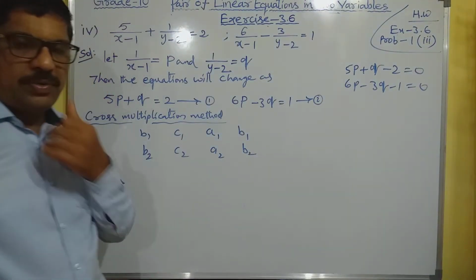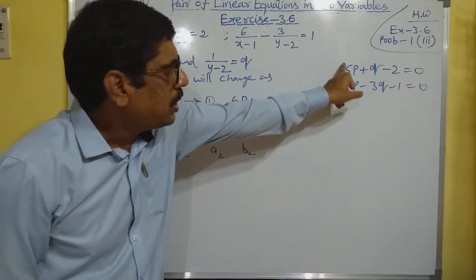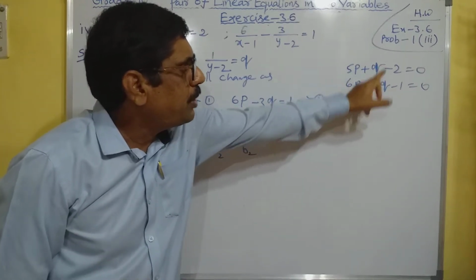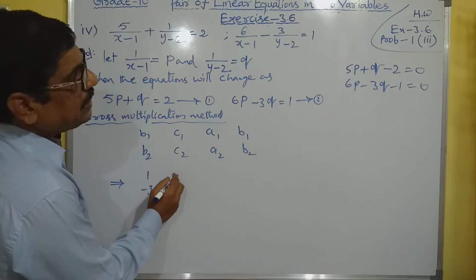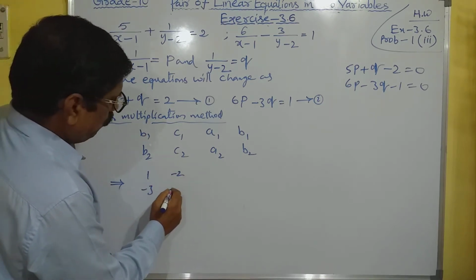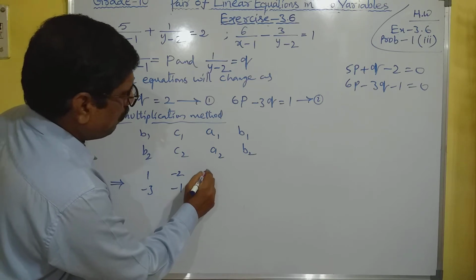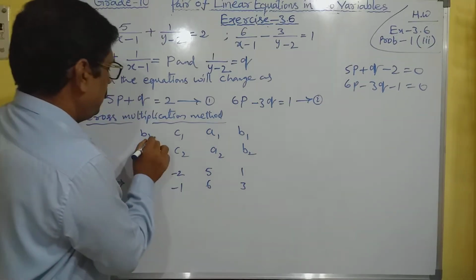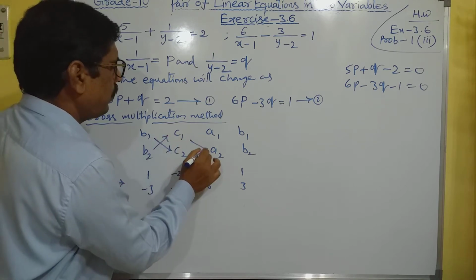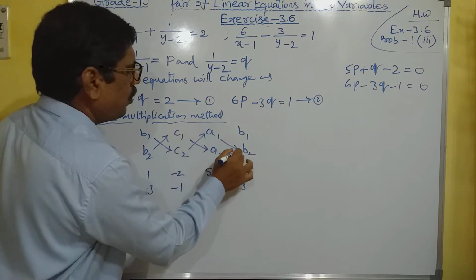Now you look at this. It is very clear to understand. A1, A2, B1, B2, C1, C2. B1, B2 are 1, minus 3; C1, C2 are minus 2, minus 1; A1, A2 are 5, 6. Again B1, B2, 1, minus 3. So we have to multiply crosswise like this. We have to keep arrows.